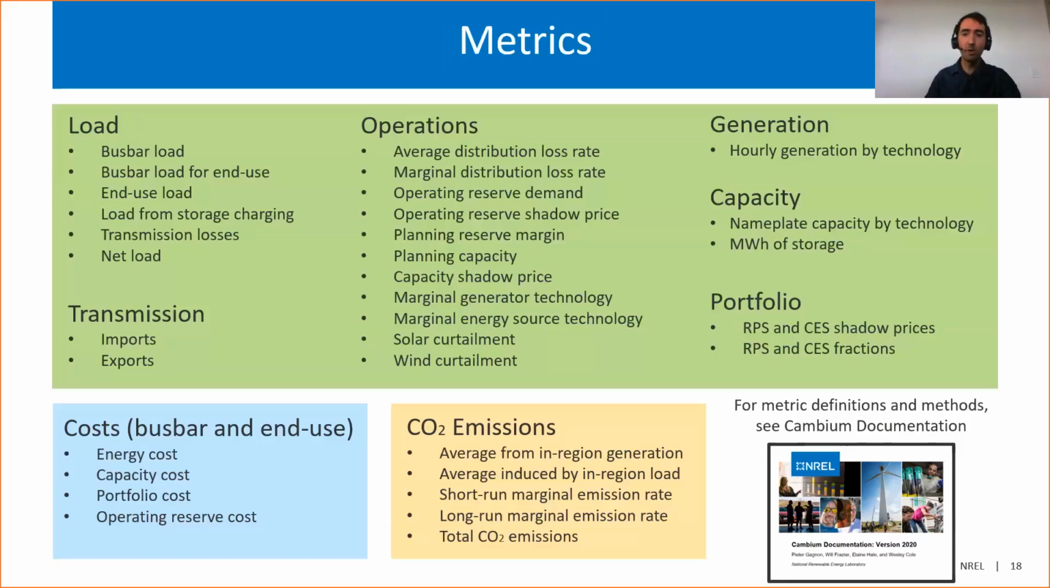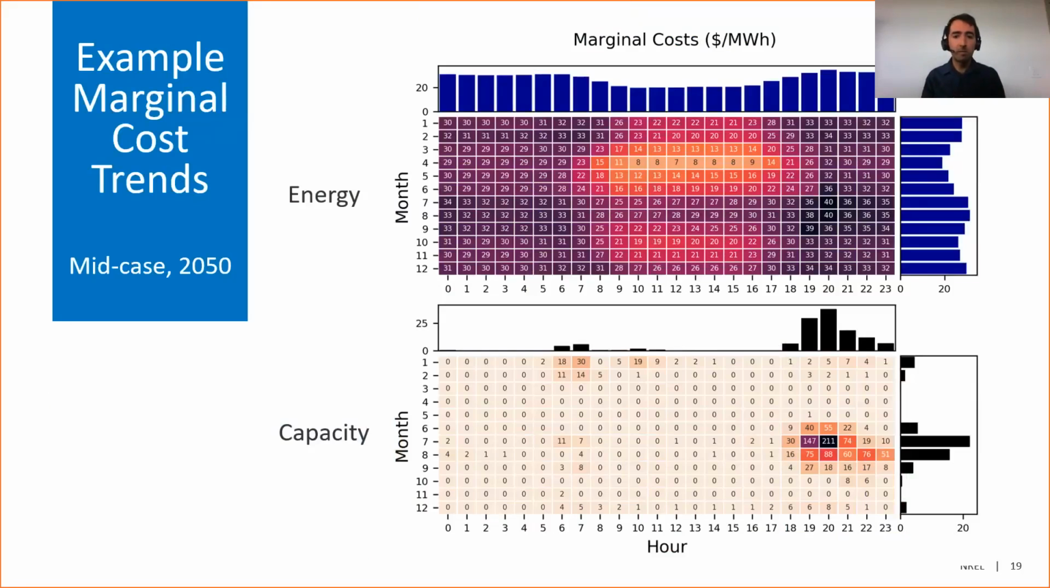I did want to at least show you one thing, just to give you a flavor of what you could potentially see if you downloaded this data and started using it. And for that, I wanted to show you the marginal cost trends. I've got 2 different figures here. The top one is the marginal energy cost, and the bottom one is the marginal cost of capacity for the mid case in 2050. So this is a future energy system. What are the patterns of the cost of electricity?